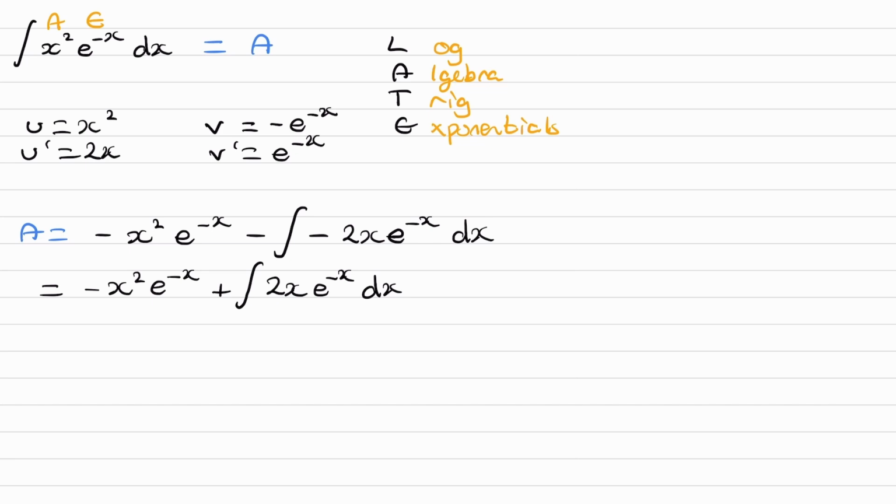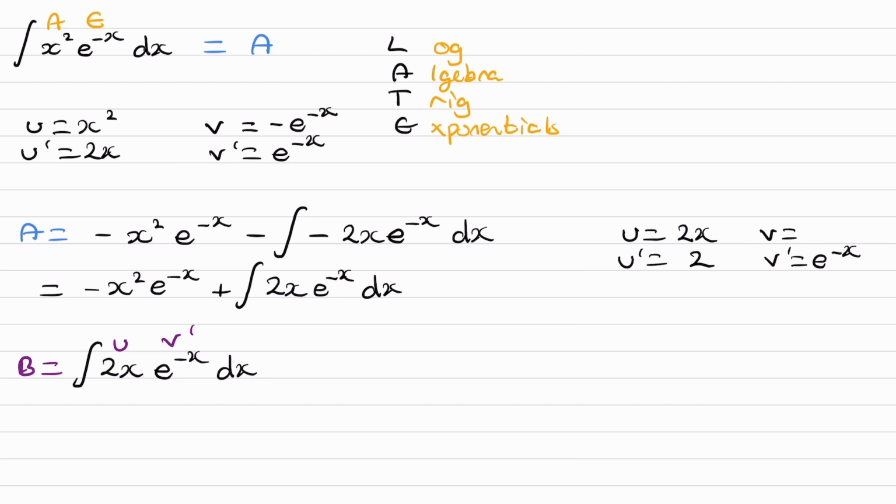So let's say that B is equal to this thing here, the integral of 2x times e to the minus x. So yes, we're using integration by parts one more time, where our 2x would be u, and then our e to the minus x would be v dash. Again, that's just using the LATE rule. Algebra comes before exponentials, hence why the 2x would be our u. So then, let's put this on the right hand side. u is equal to 2x, and then v dash is e to the minus x. u dash would be 2, v would be minus e to the minus x.